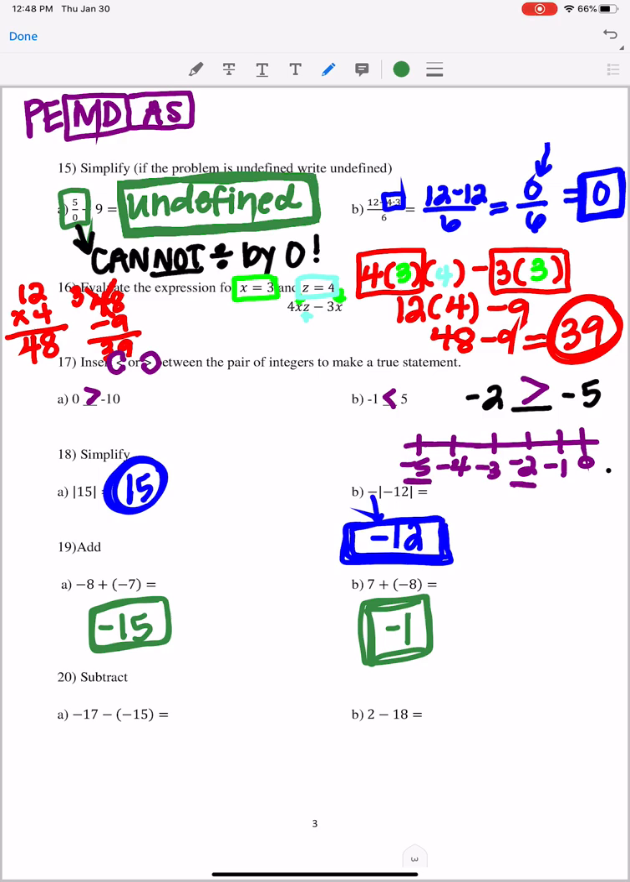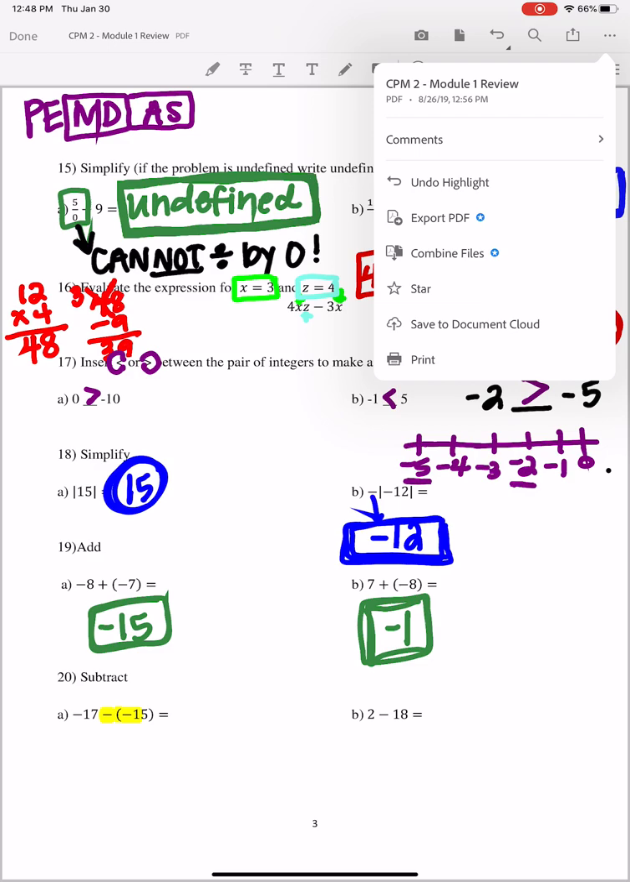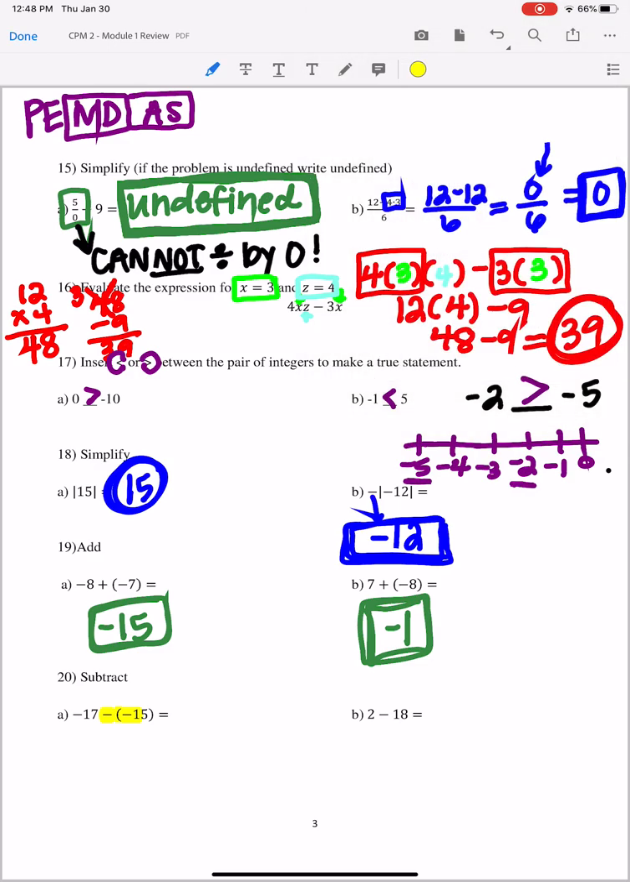20 says subtract. Same rules though. Now, before we do subtract, we do need to clean this up. These two negatives here make a positive. So this does change into 17 plus 15. That double negative turns into a plus.